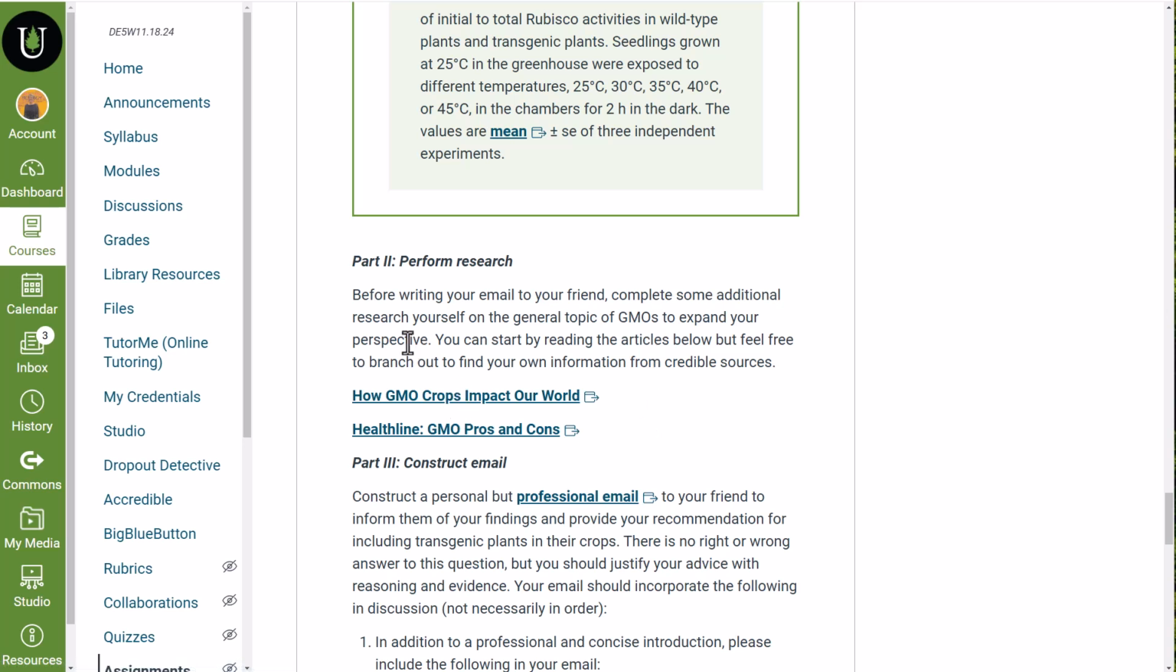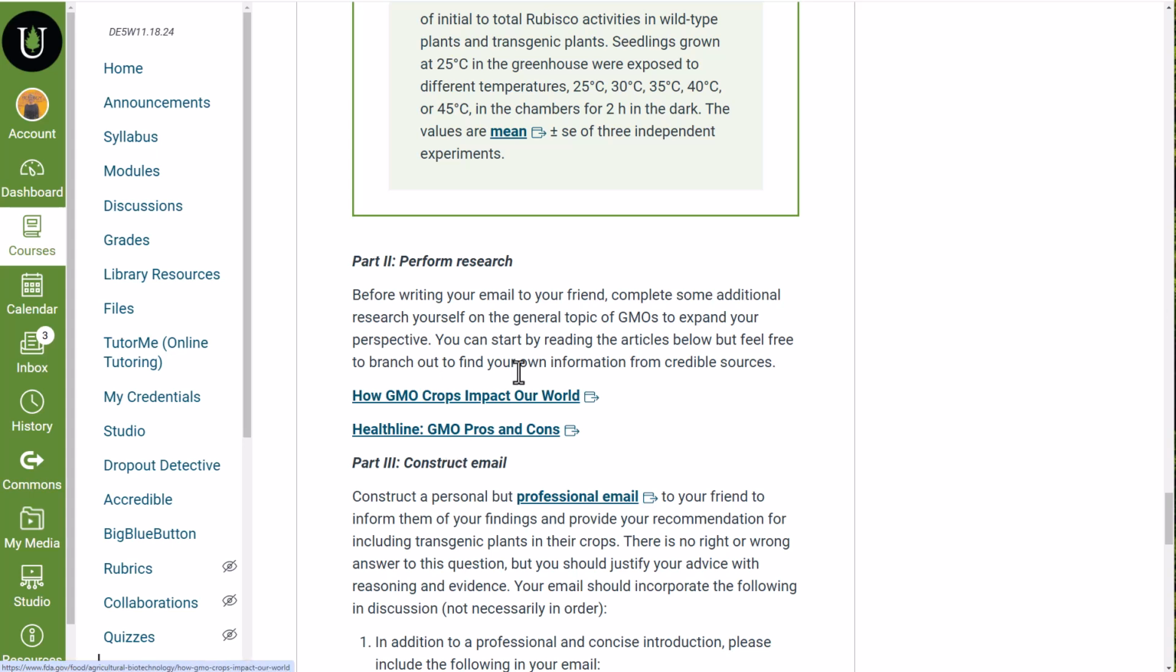You're also going to read a little bit about GMOs in general. So you want a little bit more information. We've got some data on GMOs, but you need to know a little bit more about sort of the general concept of GMOs. Here's a couple of links that will talk about GMOs and their use, pros and cons.